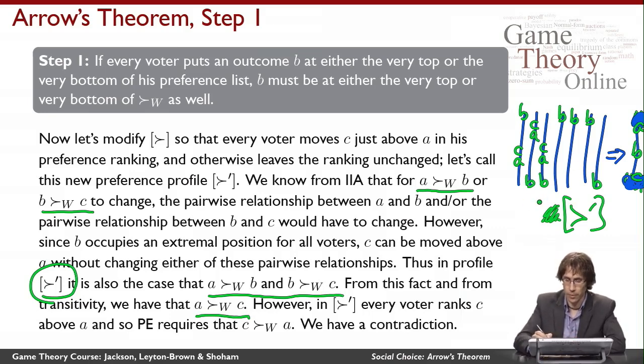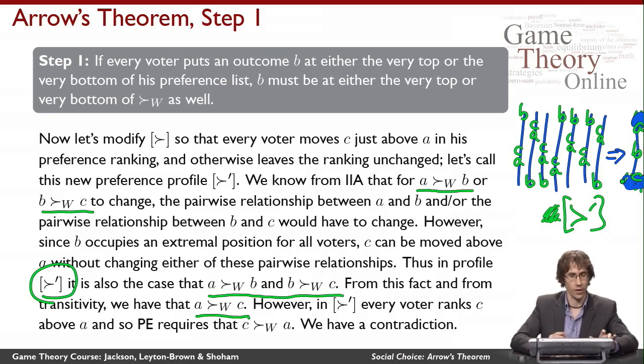However, look at the ordering that we've actually made here. Recall that we put C above A in every agent's preference ordering. Wherever A was, we stuck C just above, right? Well, recall that Pareto efficiency says that any time all of the agents feel exactly the same way about something, the social welfare function has to also feel that way. Here, all of the agents think that C is better than A. And so Pareto efficiency requires that we would have C above A here. But in fact, we have the opposite, that A is above C. So that gives us a contradiction.